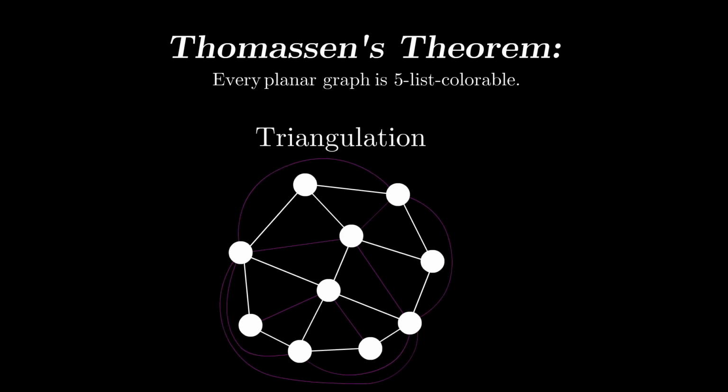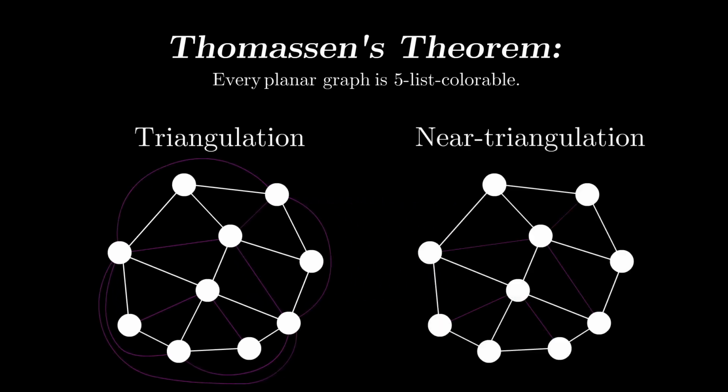In fact, in this proof we will only assume that the graph is a near triangulation, that is, a planar graph with an embedding in which every face is a triangle, except possibly the outer face. We will require that the outer face forms a cycle at least. If it is not the case, we can add some edges to fix it. Okay, now we want to prove that every near triangulation is 5-list colorable.